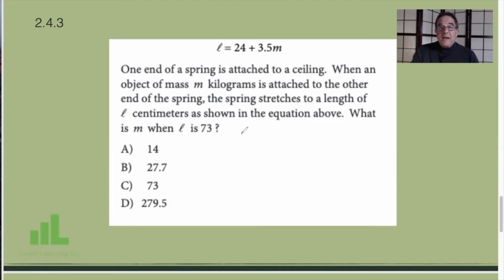No. We simply say, okay, L is 73, so 73 equals 24 plus 3.5 times m. We can solve for m, or we can simply say, wait a minute, how about if we just plug in the answer choices? 24 plus 3.5 m is 73. 3.5 times 27, 9, 73, all too big. Gotta be 14, and we're done. If you'd like to, go ahead and prove it to yourself.